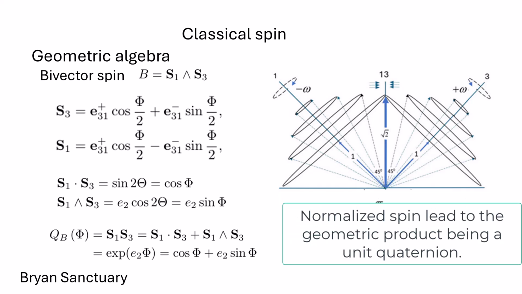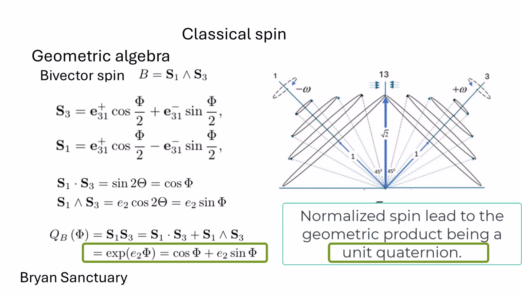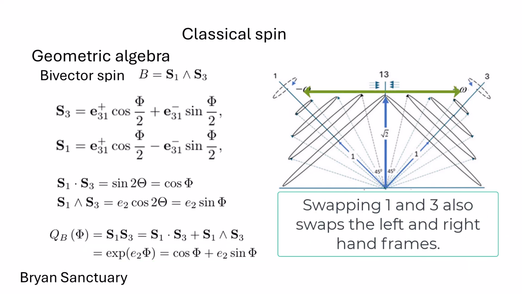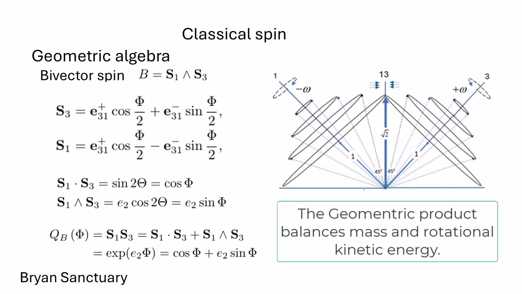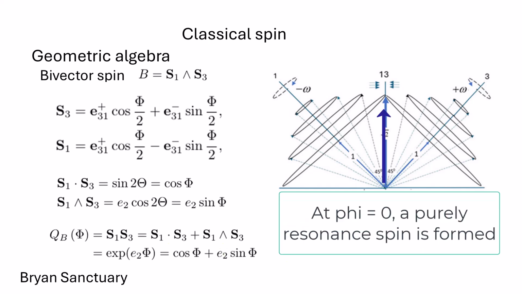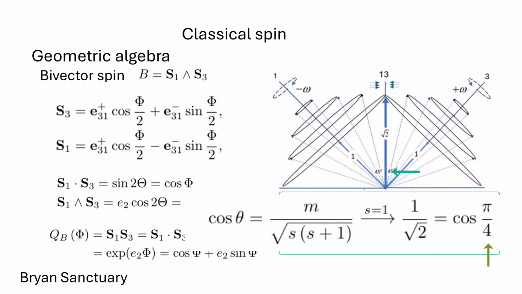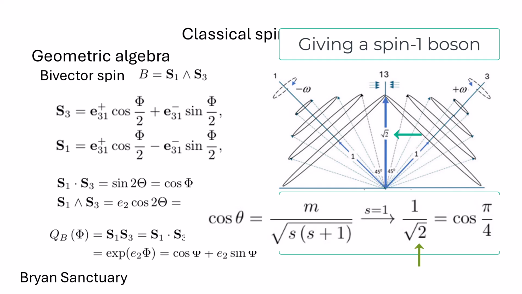If the spin is unnormalized, then the geometric product is a unit quaternion and a phase. It changes the left-handed frame to the right-handed frame on permutation of 1 and 3, and it describes the energy mass through the two terms. As phi equals 0, a purely resonant spin is formed along the bisector as seen from the 45-degree angle and the length of root 2. I will not repeat this, which I discussed in part 4.